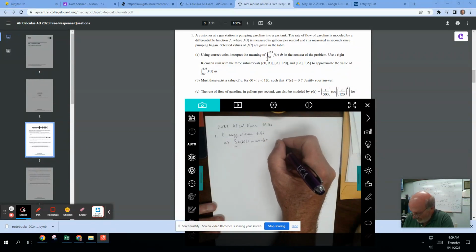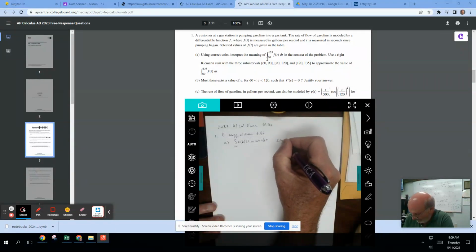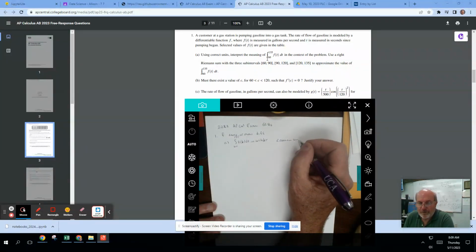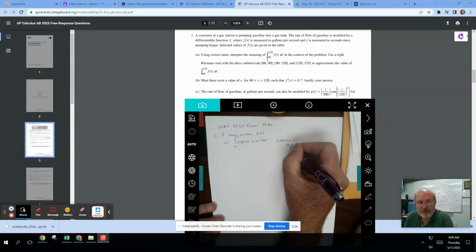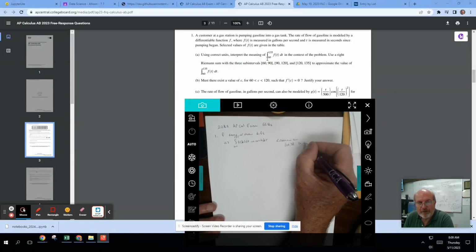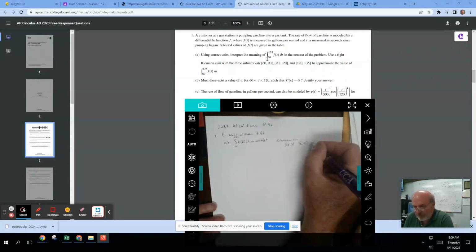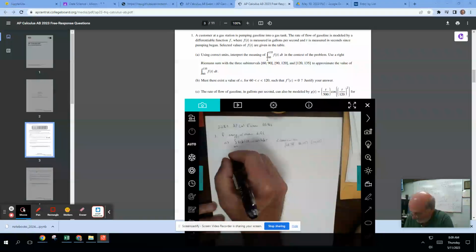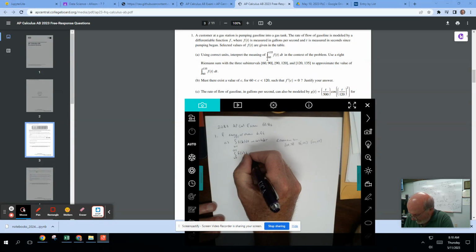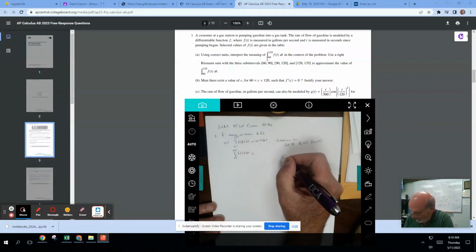And use a right-Riemann sum with 3 subintervals, 60 to 90, 90 to 120, and 120 to 135 to approximate the value. So let's go ahead and start with the approximate value. The integral from 60 to 135 of f of t dt is approximately equal to the right-Riemann sum.